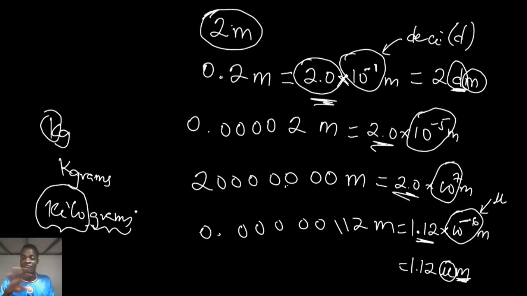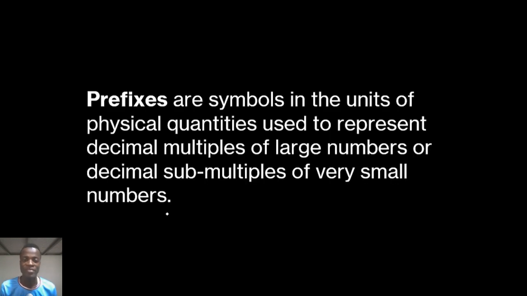Now, that's a fair idea about prefixes, right? Now let's go to the formalities and actually define what prefixes are. So these are prefixes, right? Prefixes are symbols. Before I read the definition, let me put an example here. We say, for example, micrometers, right? Micrometers. So let's focus on this.